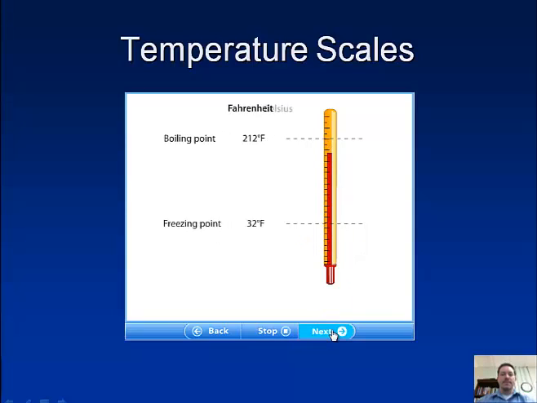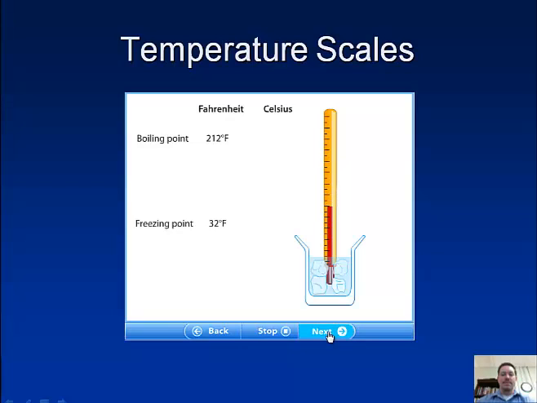The Celsius scale is the most commonly used scale for scientific purposes the world over. It is also used for non-scientific purposes outside of the United States. On this scale, 0 degrees is the freezing point of water. 100 degrees is defined as the boiling point of water. The Celsius scale is also called the centigrade scale because it has 100 degrees between freezing and boiling.